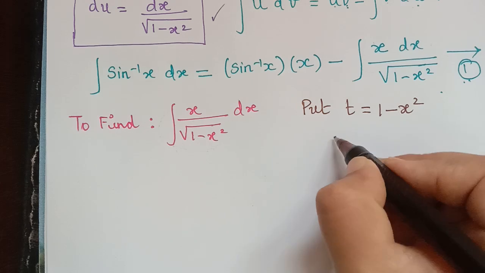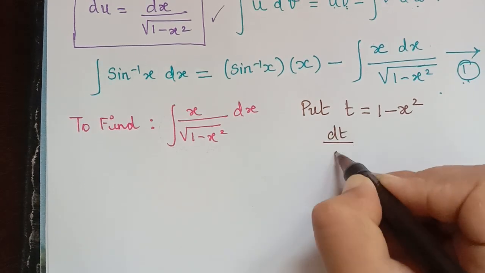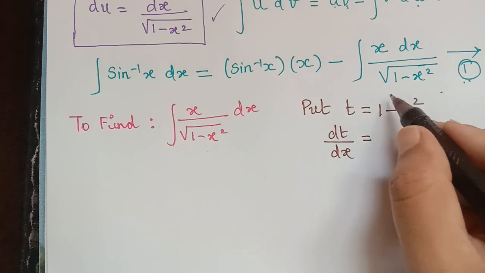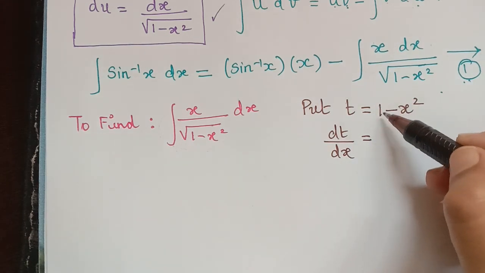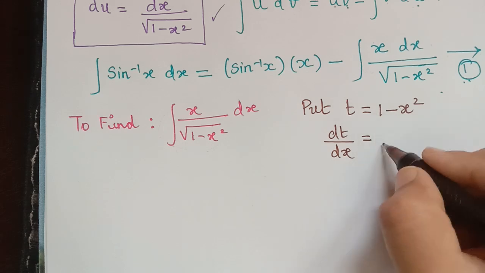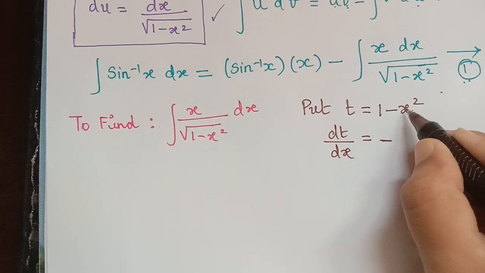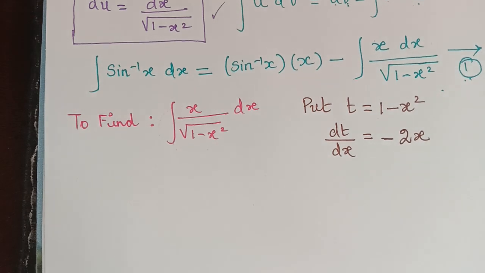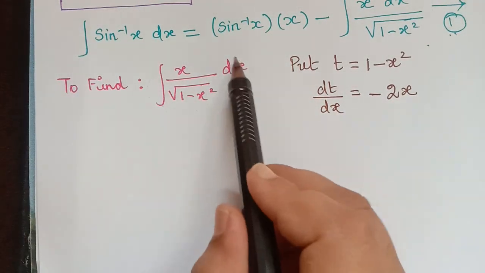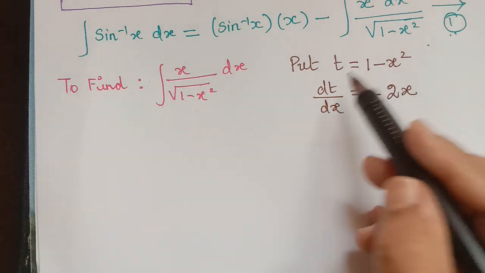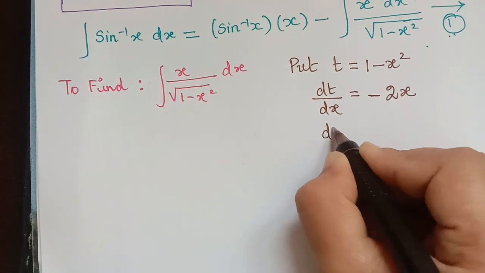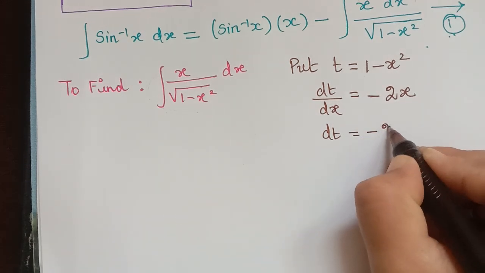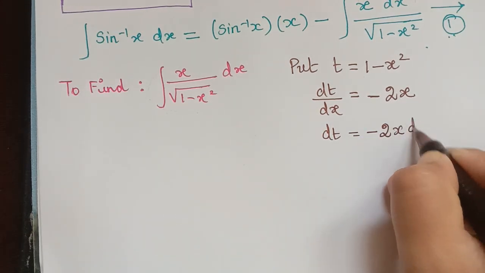So from this we have to find dt by dx, which will be equal to the differentiation of this with respect to x. The differentiation of 1, which is a constant, will be 0, and then minus differentiation of x squared is 2x. So this is what we obtain here. Now whatever is in the numerator, we have to find that. So how shall we do that? So dt will be equal to, taking this dx to the right, we will have negative 2x dx.